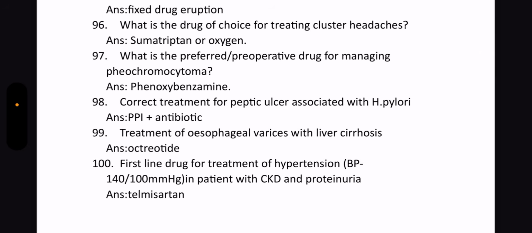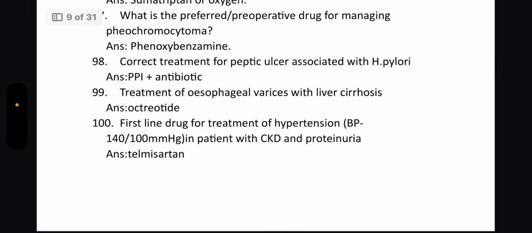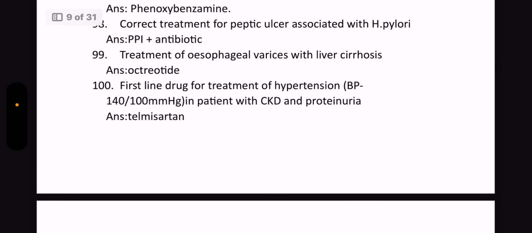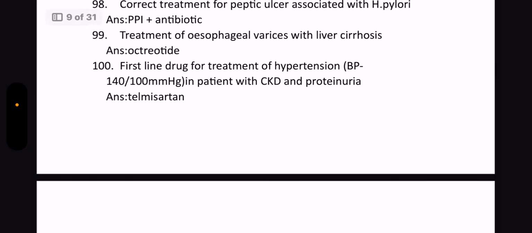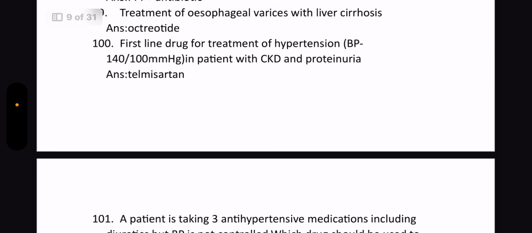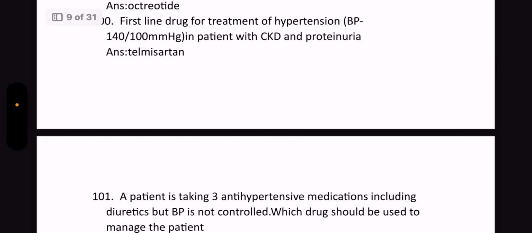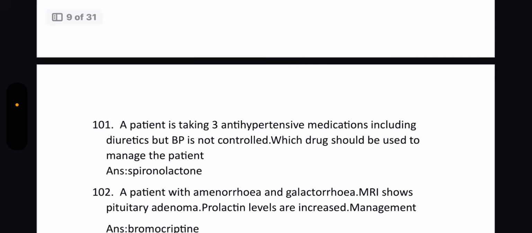Next, drug of choice for treating cluster headache: sumatriptan or oxygen. Preferred preoperative drug for managing pheochromocytoma. Answer is phenoxybenzamine. Next, current treatment for peptic ulcer disease associated with H. pylori: PPI plus antibiotic. Treatment of esophageal varices in liver cirrhosis: octreotide. First line treatment for hypertension in patient with CKD and proteinuria: telmisartan.